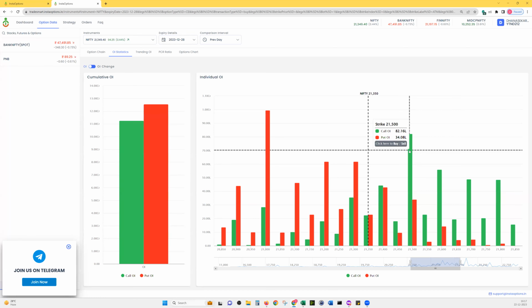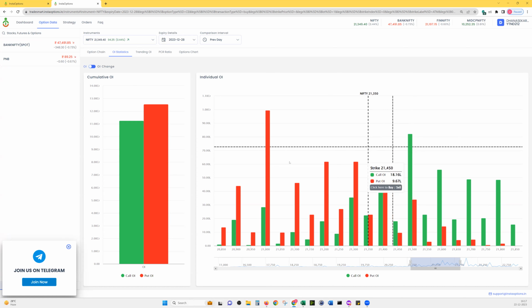So now it is very clear that the call option has been sold to a greater extent than the put option. If the call option is sold to a greater extent, what is the view of the particular open interest creator? When the call option open interest is higher, what is the view in the market? He has a negative view in the market.